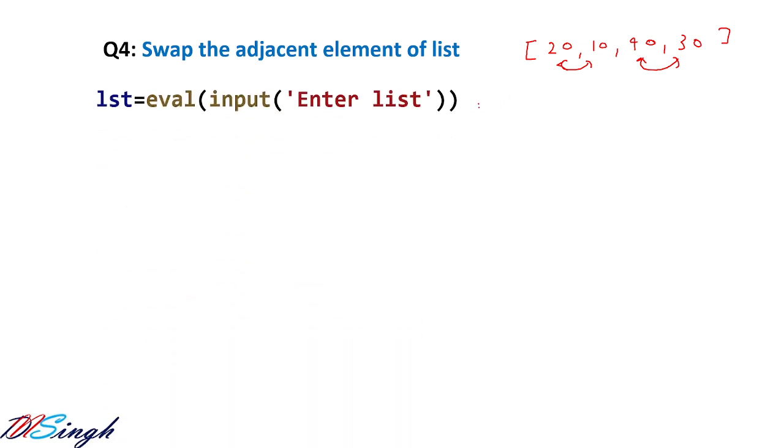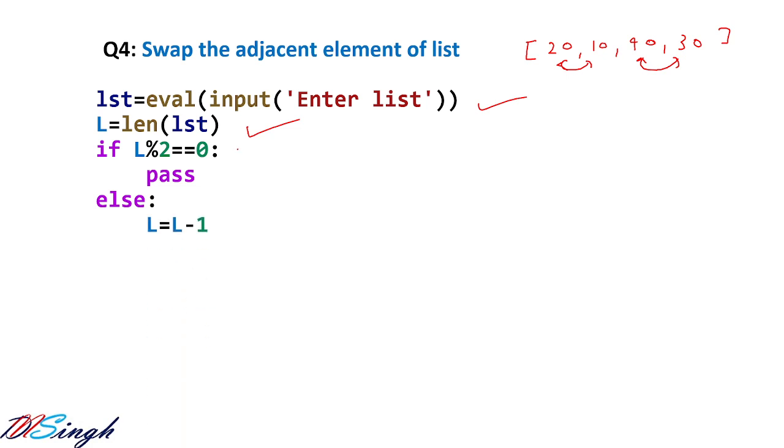First we are going to read the list from the user. Next, calculate the length of it. Next, we are going to check whether our list length is even or odd. Why is it important? Because if it is even, we are able to make pairs and comfortably exchange those elements. If the length is odd, like 20, 10, 40, 30 and 50, what will happen in that case? We will make pairs of these two for adjacency, but the problem is with this last element, because the length is odd, so we have to leave it as it is.